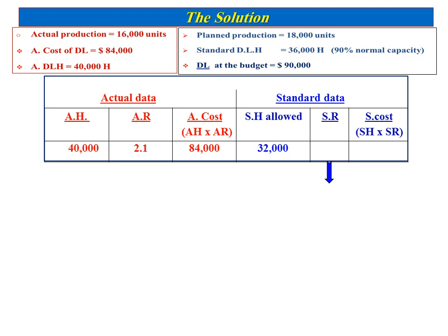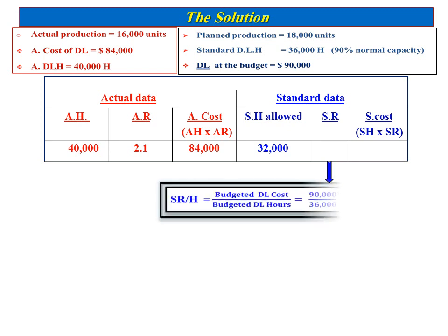How to calculate the rate? Very simple, by equation also. This is my equation to calculate the rate: budget direct labor cost over budget direct labor hours. Here, all of them are budgeted from standard, all of them in blue color, not red color. Red color I use for actual in my slides.